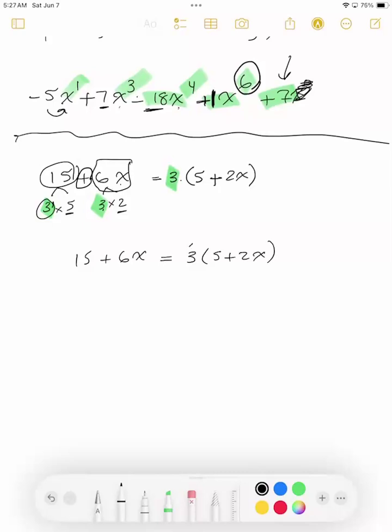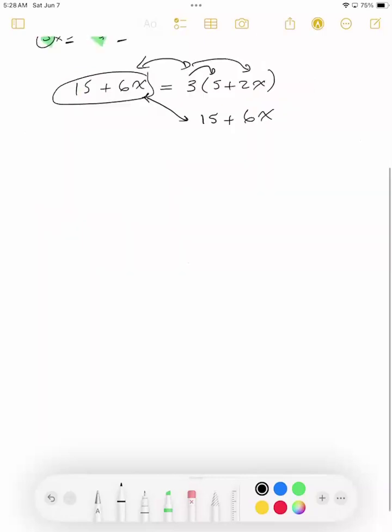In the previous section, you learned how to distribute 3. 3 times 5 is 15. 3 times 2 is 6x. So these two are the same thing. One is in the factored form, and one is not in the factored form.